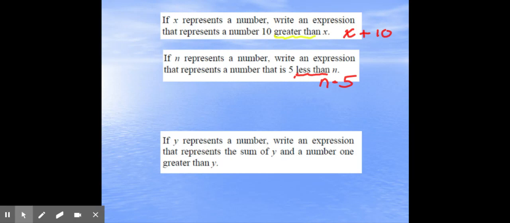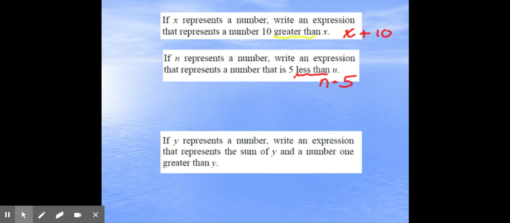Interesting. Okay. If y represents a number, write an expression that represents the sum of y and a number one more greater than y. That's a lot. So sometimes I'll even need to go back and reread it again. There's a strategy. Reread it again.